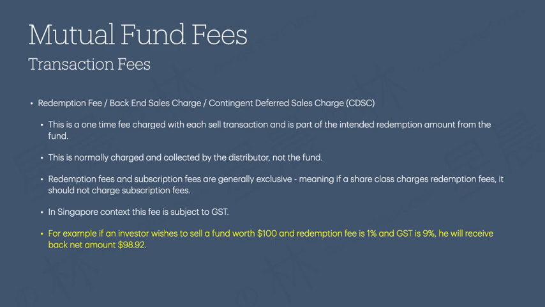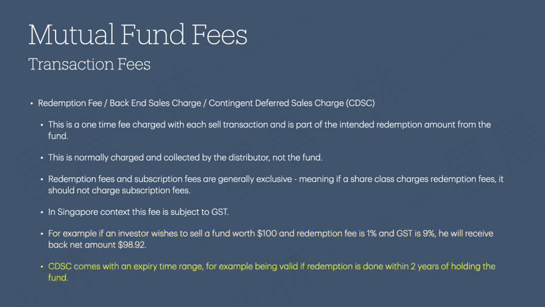So for example, if you would like to redeem $100 worth of a fund investment, the distributor will receive the $100 from the fund provider after the redemption order is processed, and the distributor will deduct the relevant redemption fees plus GST from that $100, which calculates to $1.08, and finally transfer the remaining net amount, which is $98.92, to you.